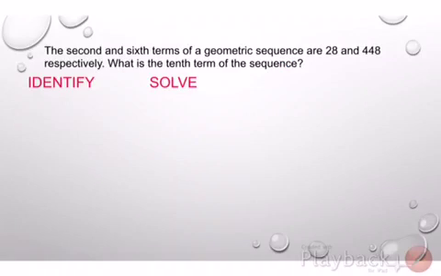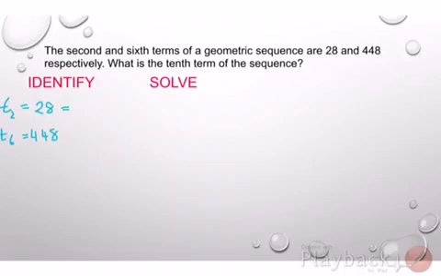Okay, the next question, a little bit harder again, but this is our last one. The second and sixth term of a geometric sequence are 28 and 448 respectively. What is the 10th term of this sequence? So again, what can I identify from the information given? I can identify that T2 is equal to 28, and I can identify that T6 is equal to 448.